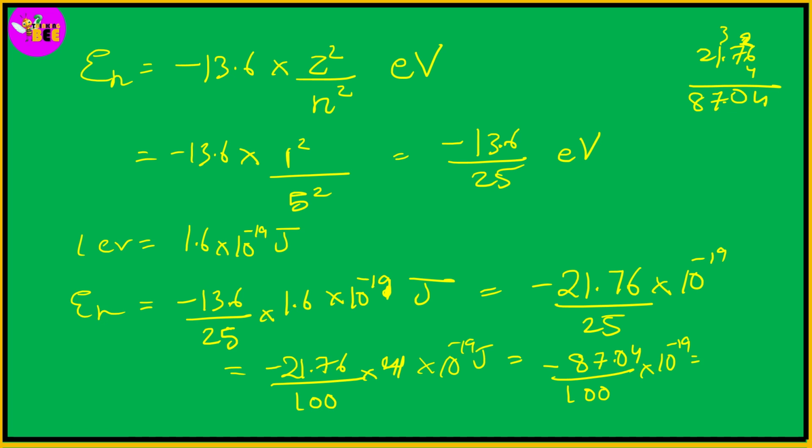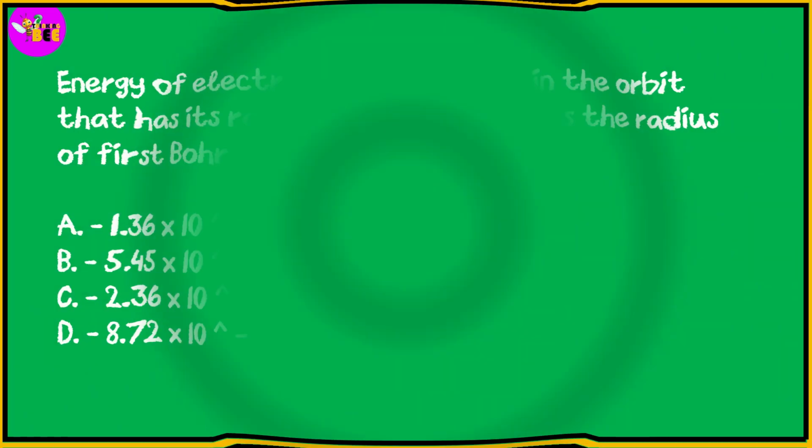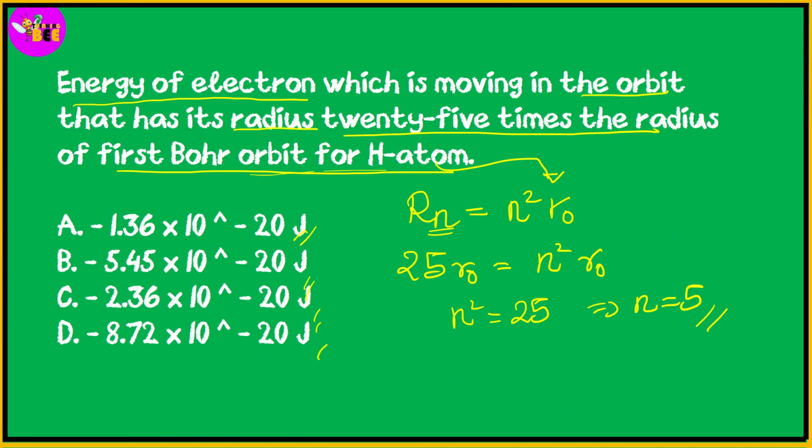So division by 100 is very easy. We'll get minus 0.87 into 10 to the power minus 19. Or we can write this as minus 8.7 into 10 to the power minus 20 joules, converting into standard form. Now if we check the options, we get option D, minus 8.72 into 10 to the power minus 20 joules as the nearest option. So therefore option D is the correct answer for this question.